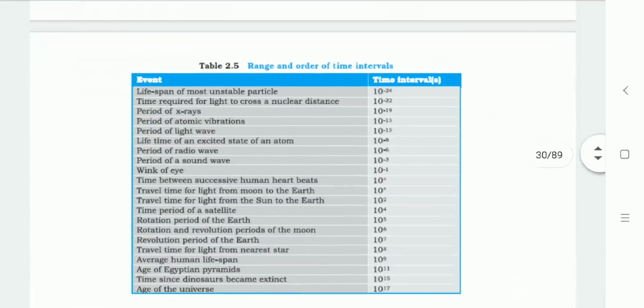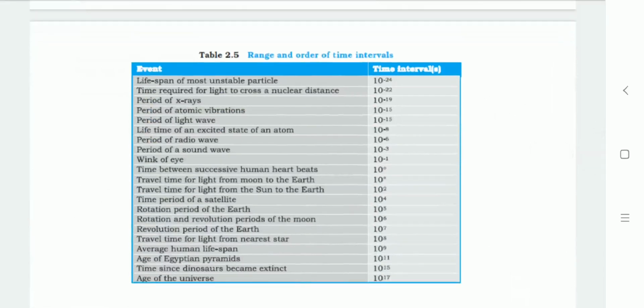Now let us focus on the time span or time intervals. The maximum time interval available is the age of the universe, which is of the order of 10 raised to 17 seconds, and the minimum time interval or duration available is the lifespan of an unstable particle, which is of the order of 10 raised to minus 24 seconds. That is the maximum and minimum time duration given.